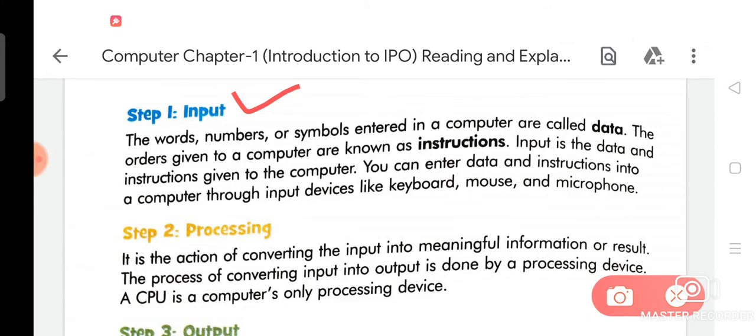The words, numbers or symbols entered in a computer are called data. The orders given to a computer are known as instructions. Input is the data and instructions given to the computer. You can enter data and instructions into a computer through input devices like keyboard, mouse and microphones.